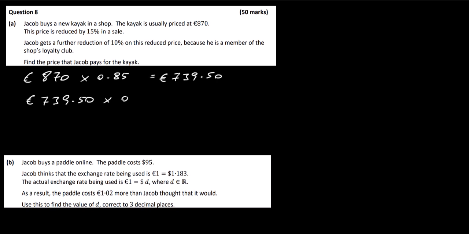Okay, so it's usually priced at €870. So you've got to reduce that by 15%. So if this is 100%, really what we've got to do is multiply that by 0.85. That'll bring it down to €739.50. Now that €739.50 is going to be further reduced by 10%. So you got to multiply that by 0.9. When you do that, you get €665.55. So this is the price that Jacob actually pays for the kayak.